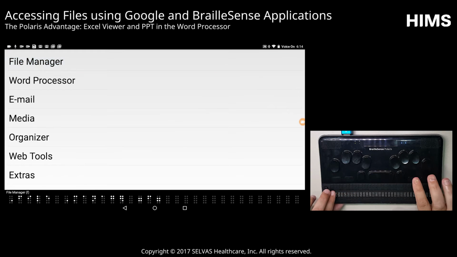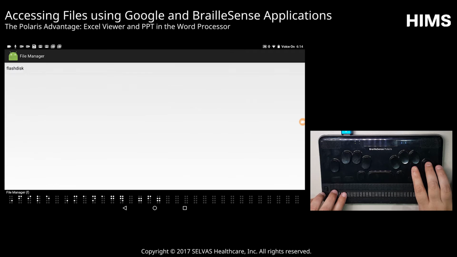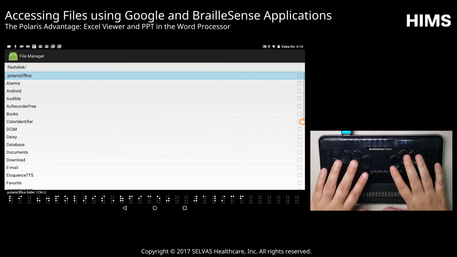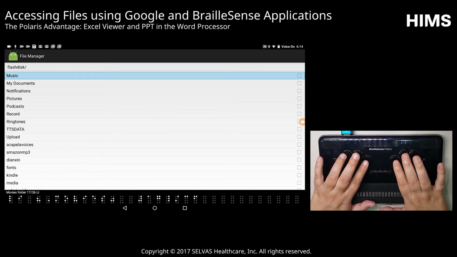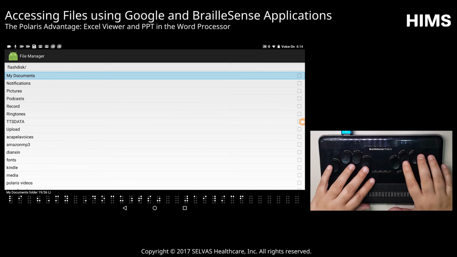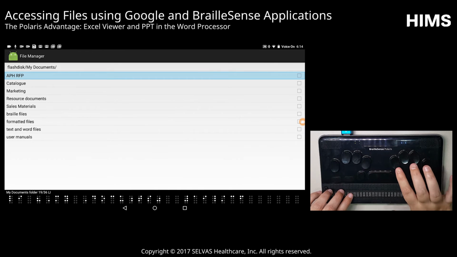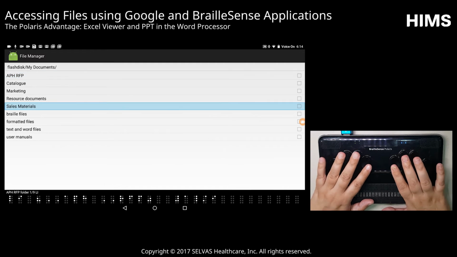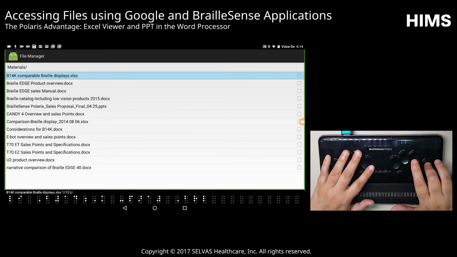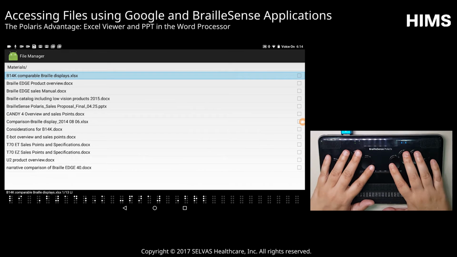I'm going to press enter on flash disk. Flash disk 1/1 list item. Press enter to open it. I'm looking for a folder called My Documents. My Documents folder 19/36 list item. Okay, and we'll press enter here. I'm looking for the folder called Sales Materials. Sales Materials folder 5/9 list item. I'll press enter here. B14K comparable Braille displays.xlsx 1/13 list item.